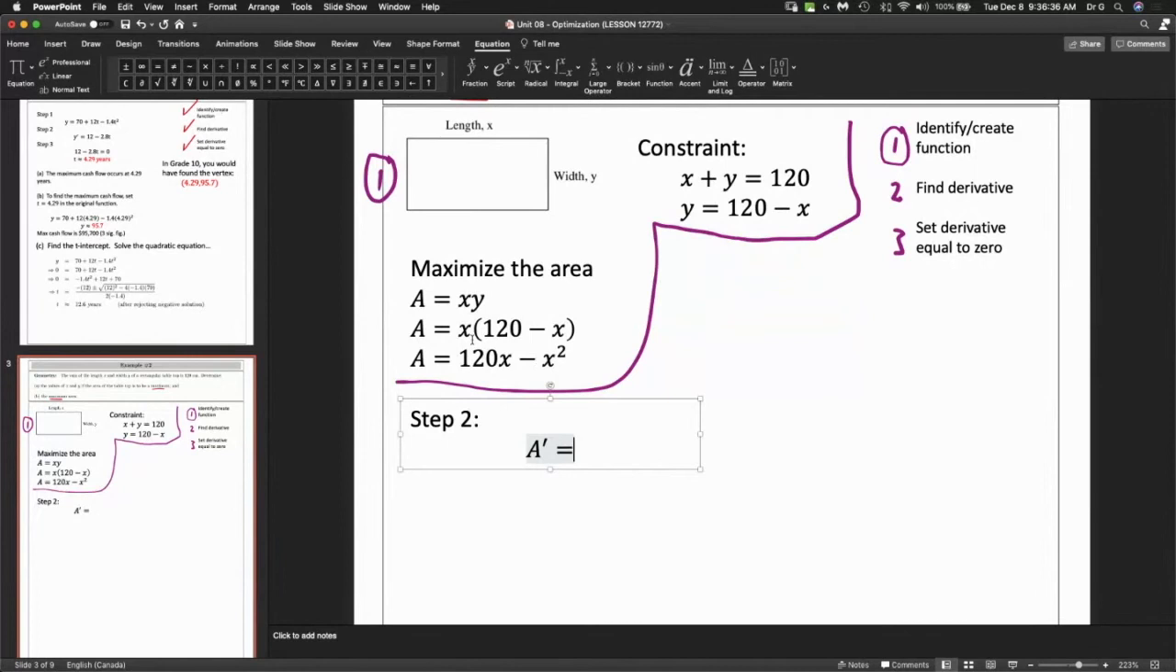Anyway, what's the derivative here? What's the derivative of 120x?